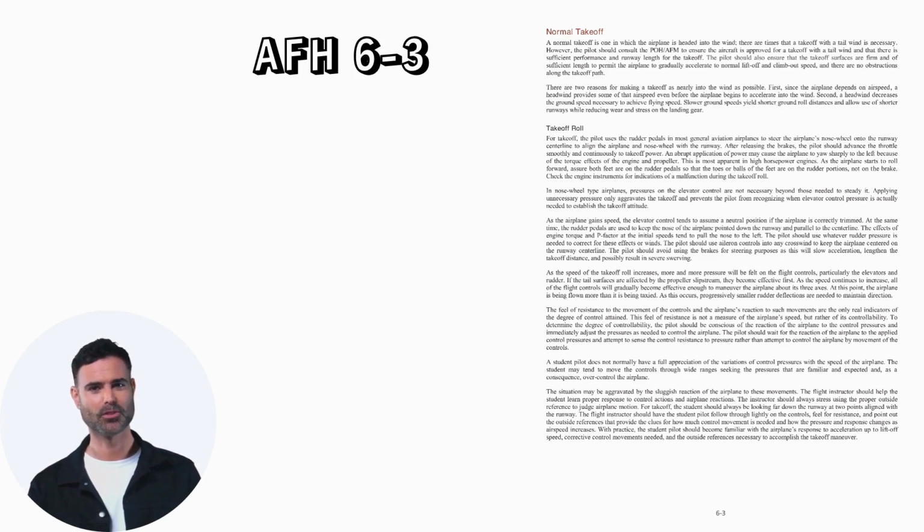For takeoff, the student should always be looking far down the runway at 2 points aligned with the runway. The flight instructor should have the student pilot follow through lightly on the controls, feel for resistance, and point out the outside references that provide the clues for how much control movement is needed and how the pressure and response changes as airspeed increases. With practice, the student pilot should become familiar with the airplane's response to acceleration up to liftoff speed, corrective control movements needed, and the outside references necessary to accomplish the takeoff maneuver.